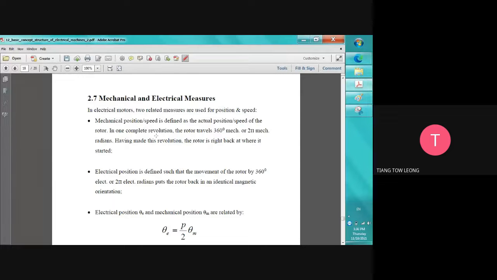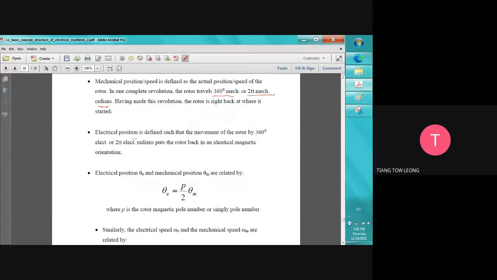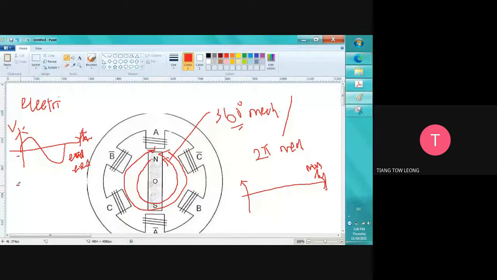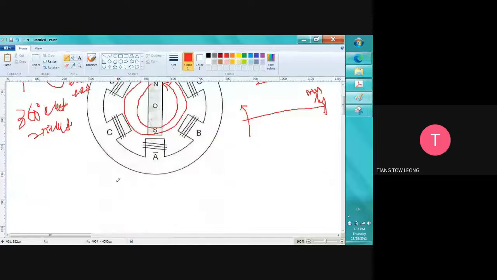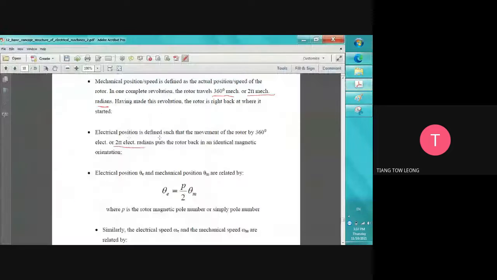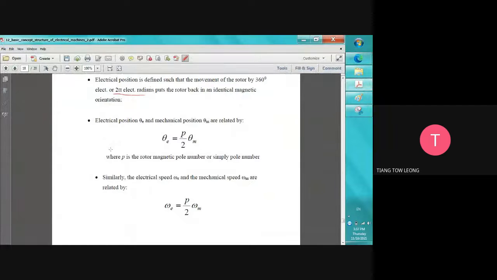Mechanical position: in one complete revolution, the rotor travels 360 mechanical degrees, 2 pi mechanical in radians. Having made this revolution, the rotor is right back where it started. Electrical position is defined such that the movement of the rotor is 360 electrical degrees or 2 pi electrical degrees. So in electrical we also have 360 electrical degrees or 2 pi electrical degrees. Please don't misunderstand, they are two different things. But how do we relate them? This is the equation.